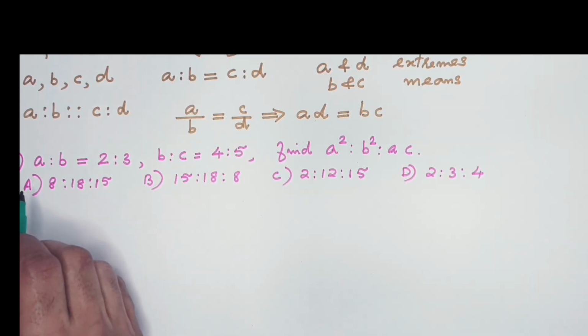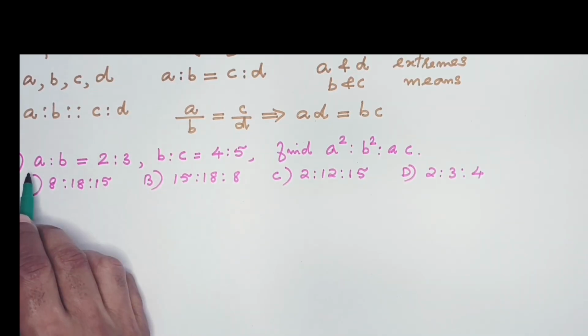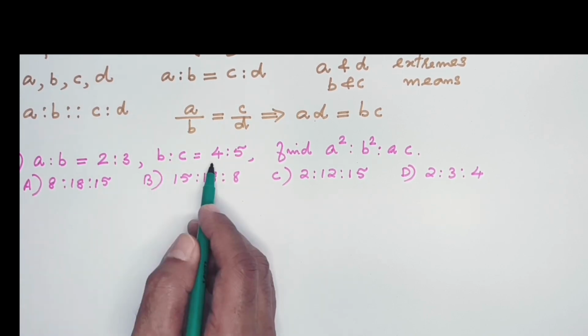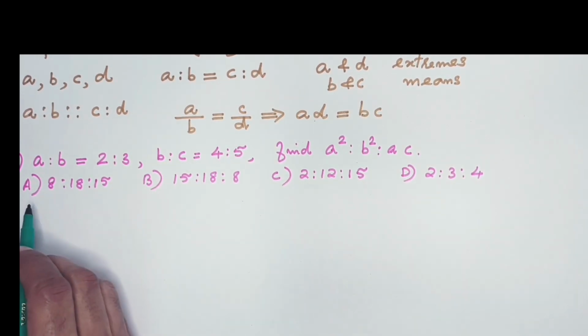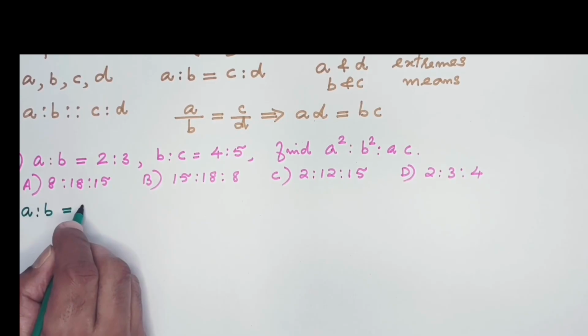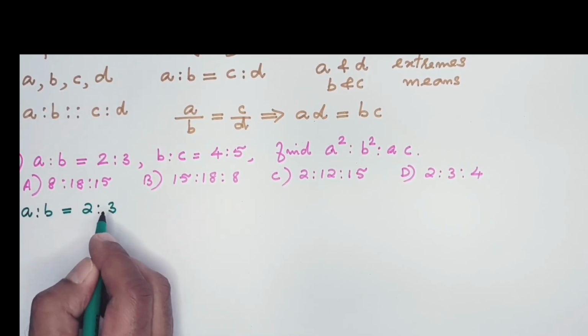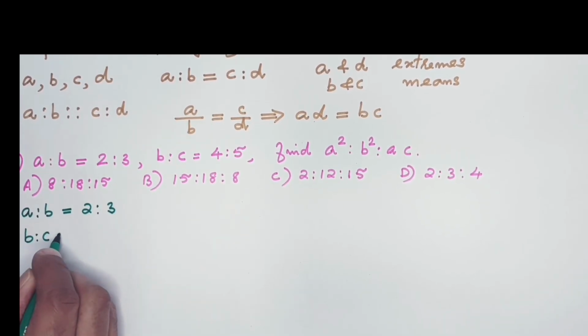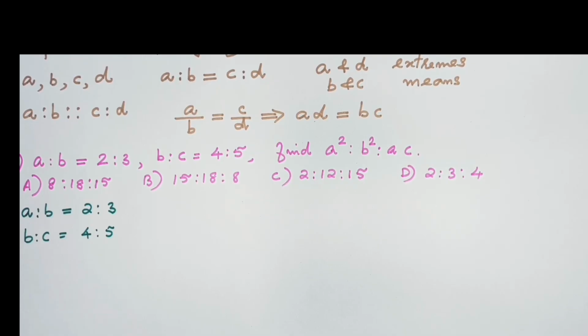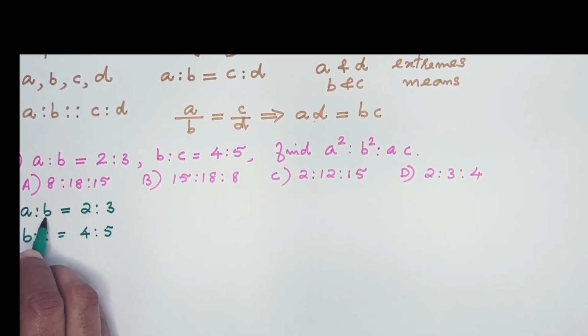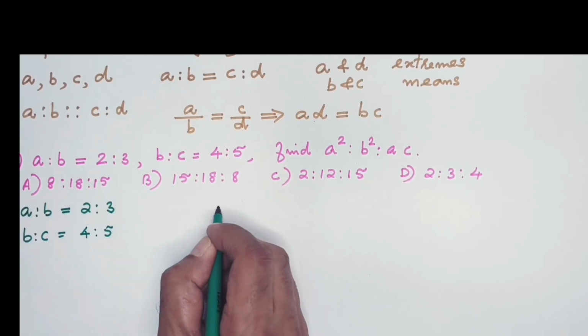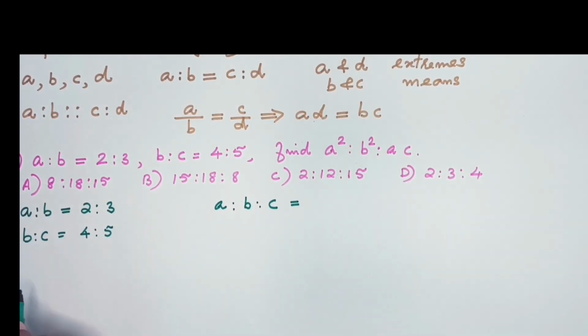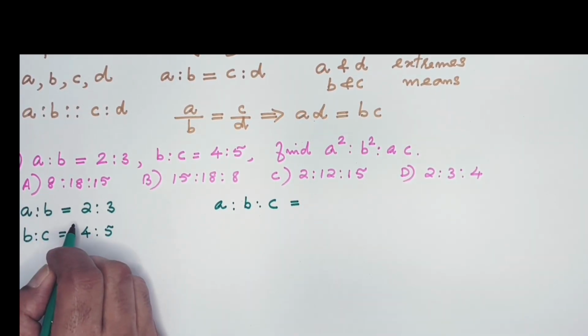In the first step, we will combine these two ratios, A is to B and B is to C, and find out A is to B is to C. Let me write the ratios again. 2 is to 3 and B is to C, 4 is to 5. Now, given two ratios with one term being common, we can combine and get A is to B is to C. There are different methods. I'll give you the shortest of all.